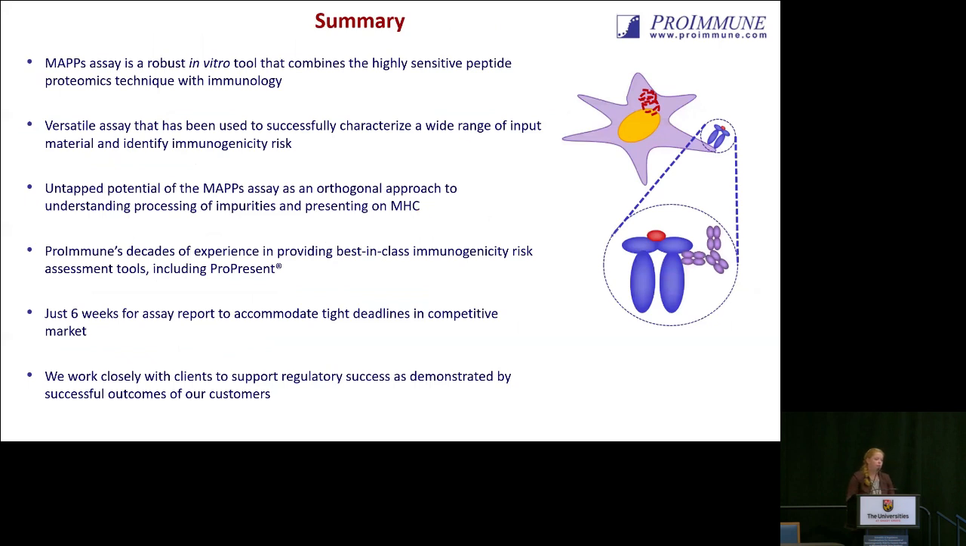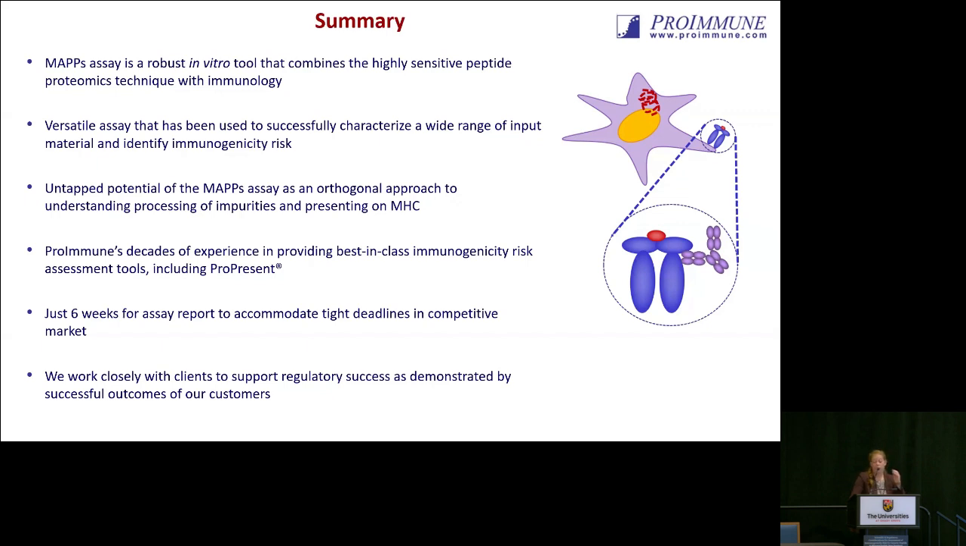Okay. So by, again, optimizing some of these approaches and also honing in on some of these details, we may find that MAPS really holds untapped potential for assessing generic peptides as an orthogonal approach. We know that MAPS is a very robust, sensitive and versatile tool that's been used successfully to characterize a wide range of input.